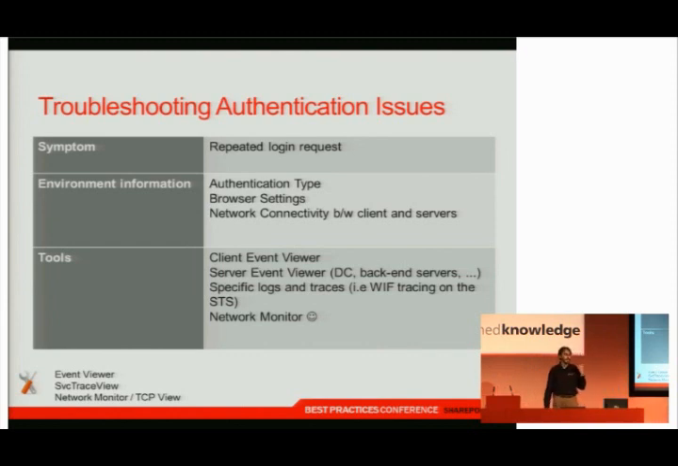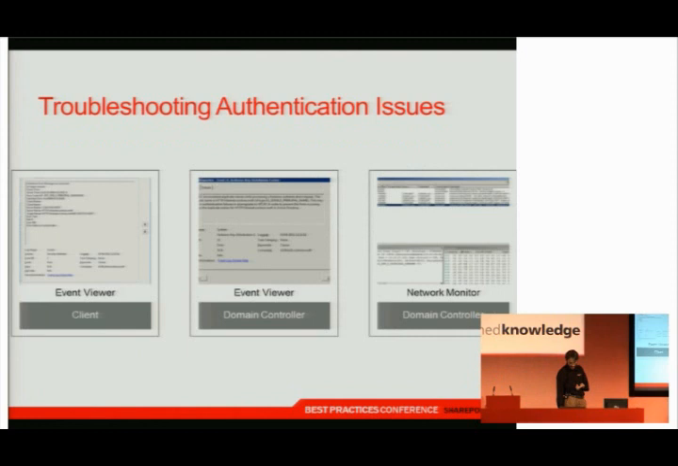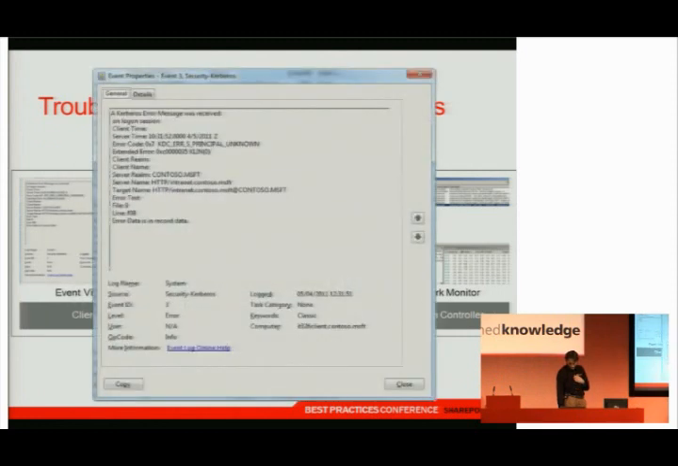What are the browser settings? Are you using Internet Explorer? Is your site in a local intranet or internet zone? Of course, it changes the output. But if you have issues, my suggestion is take a look at the event viewers of both the client and the server. Which server, it depends. Sometimes the domain controller itself, because that way you can spot something like this on the client. Ooh, a Kerberos error message was received.